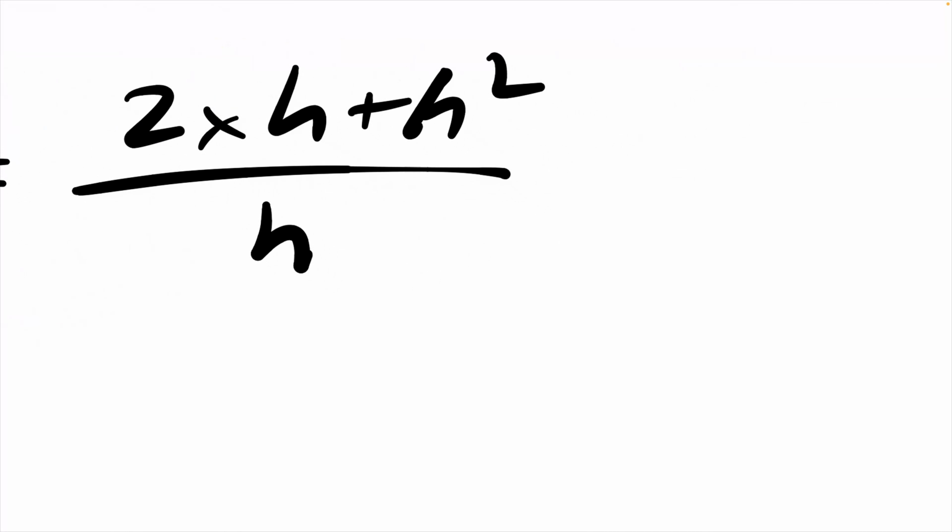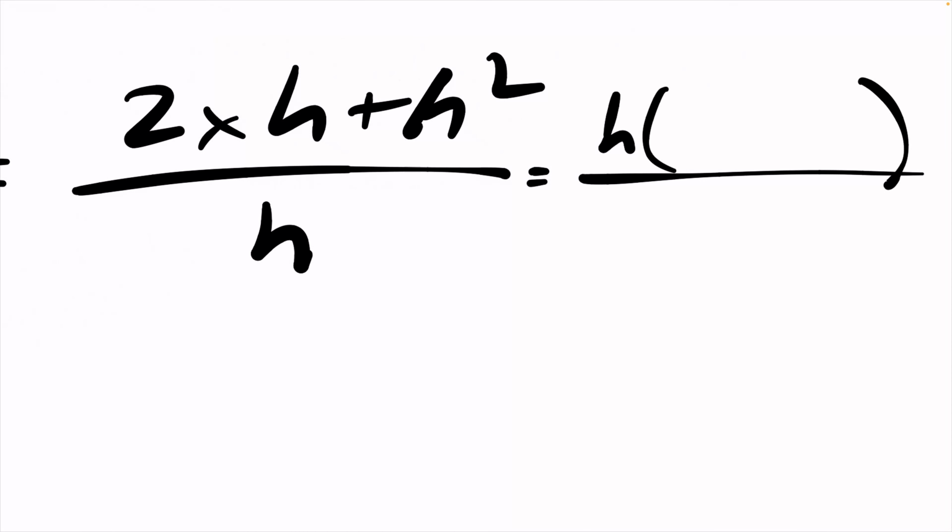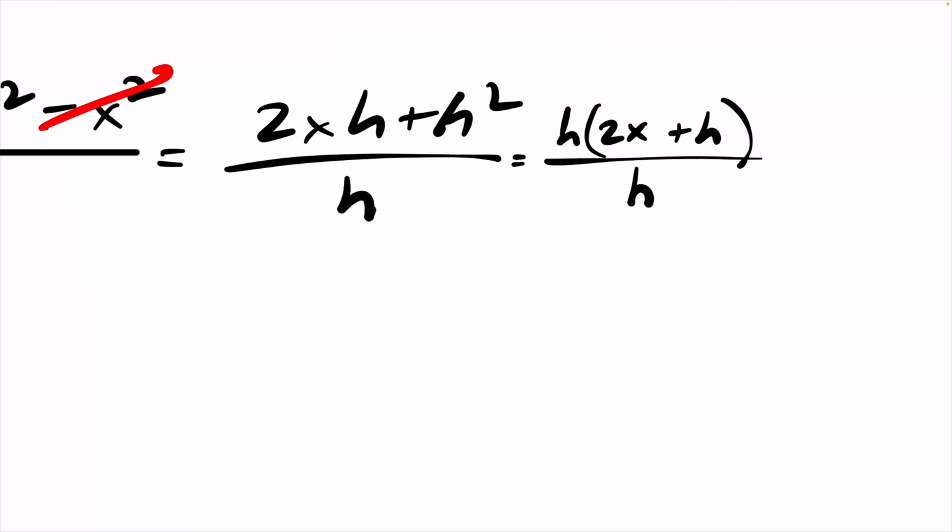Now look over here. Binomial on top, monomial on bottom. What do they all have in common? H. They all have h's, right? So let's factor out an h on the outside. What does that leave on the inside of the top? 2x plus h, and then I have an h on the bottom again. Now what can I do with my h's? Cancel them out, they become 1s. So now I have 2x plus h. No more denominator.